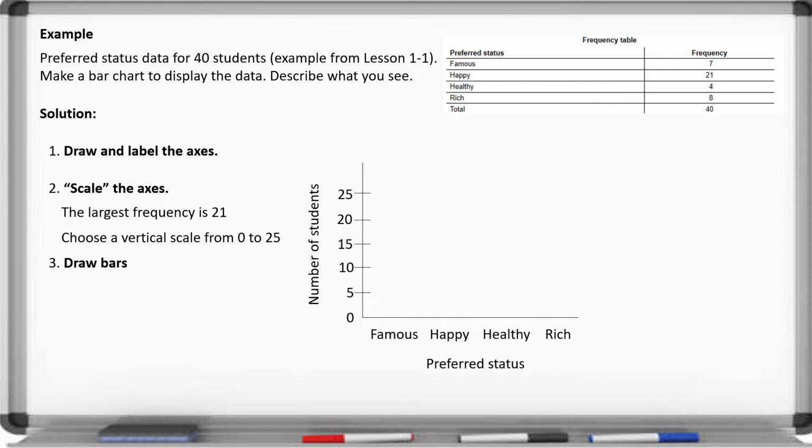So now we can go ahead and draw the bars. We're going to make the bars equal width, and notice that the height for famous is 7, so it's between 5 and 10. For happy, it's 21, so a little bit above 20. Healthy is below 5, so about 4. And rich is 8, so below 10.